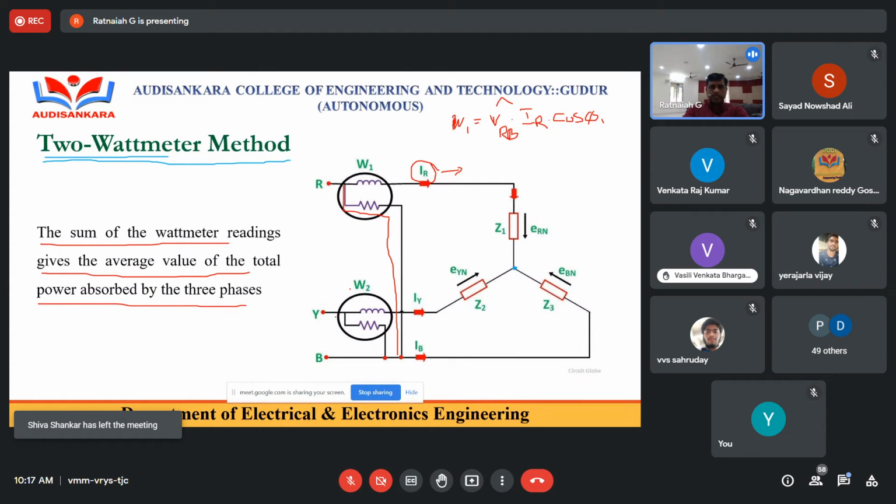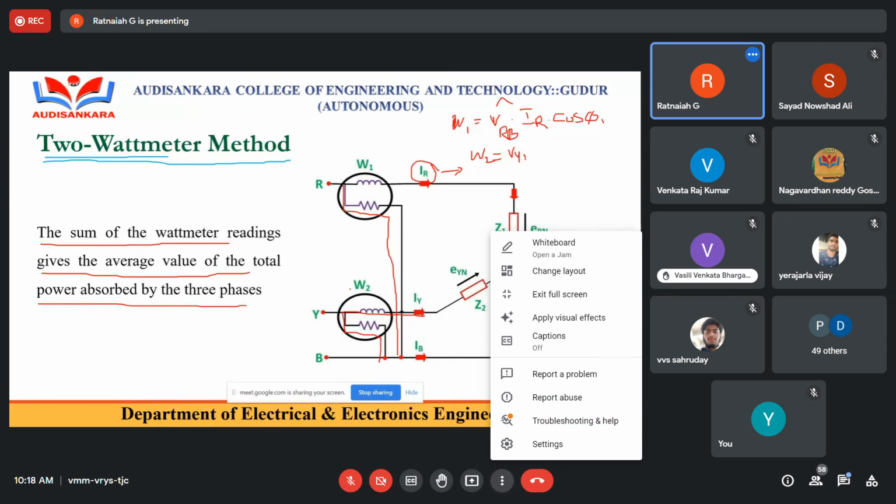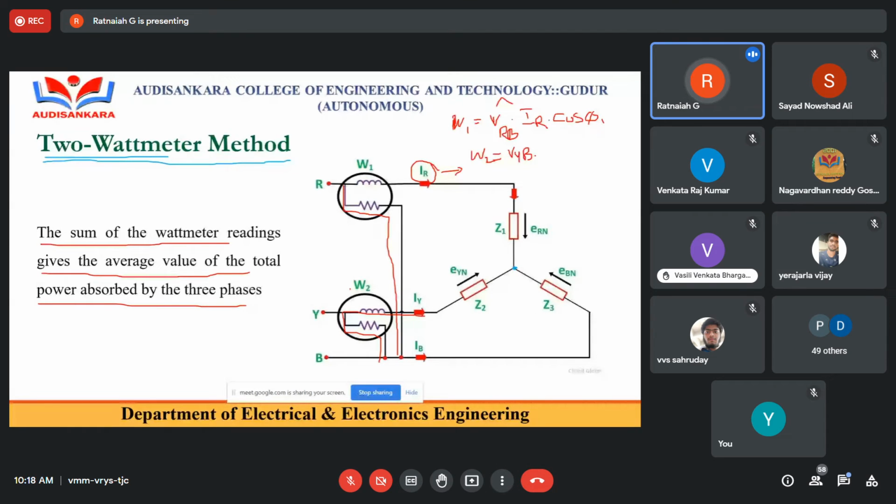Similarly, what is the second wattmeter reading? The current through the current coil of the wattmeter is IY. The voltage coil is connected across Y and B. So the second wattmeter reading W2 is equal to VYB times IY times cos phi 2, where phi 2 is the angle between VYB and IY.